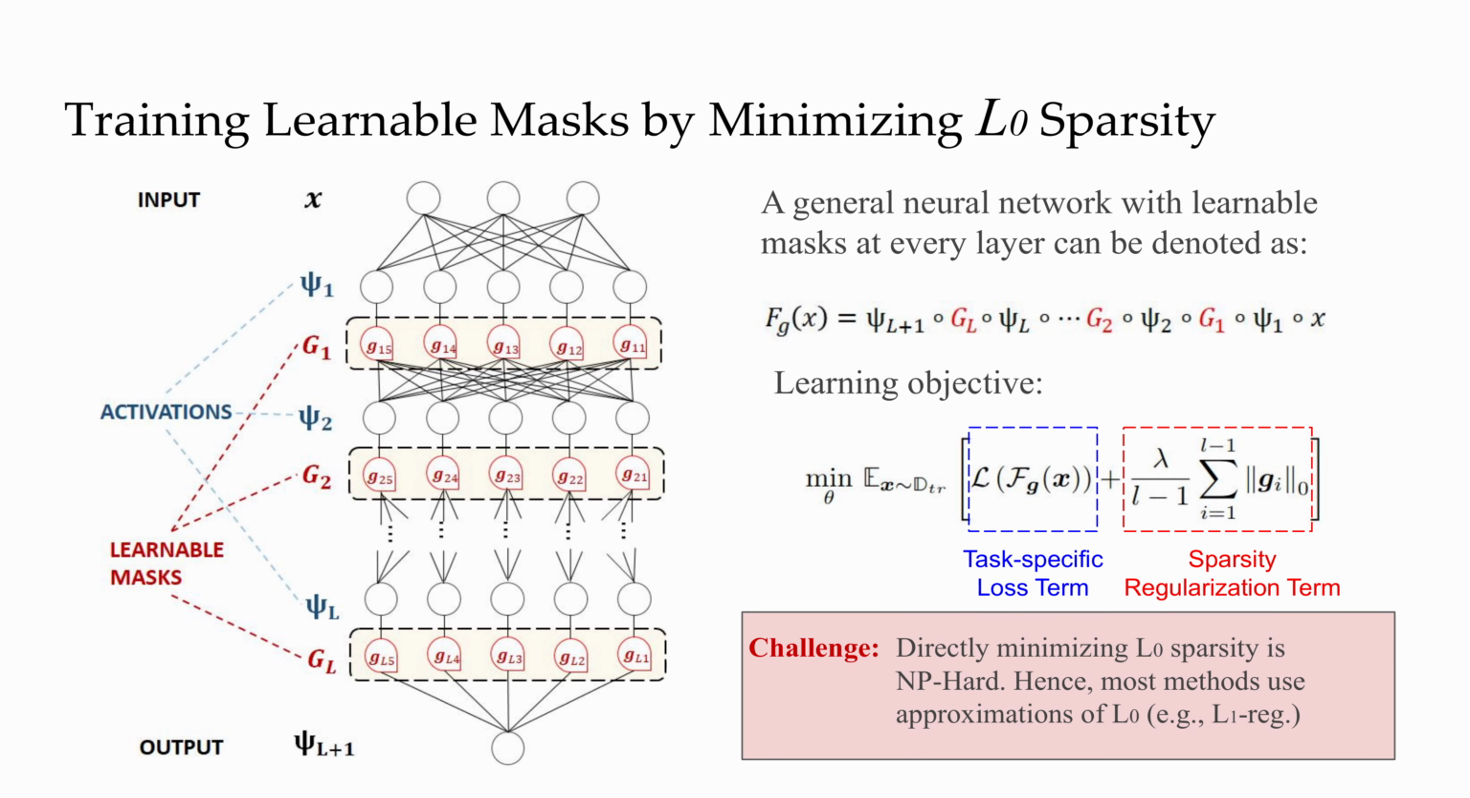However, directly minimizing L0 sparsity is an NP-hard problem. Hence, most methods tend to minimize some approximation of L0, for example, the L1 norm, and then perform some corrections to achieve fewer non-zero mask values. This results in a variety of procedures for structural network pruning.